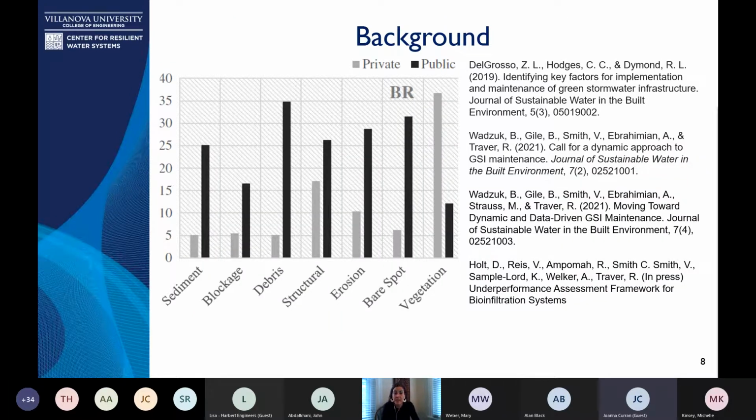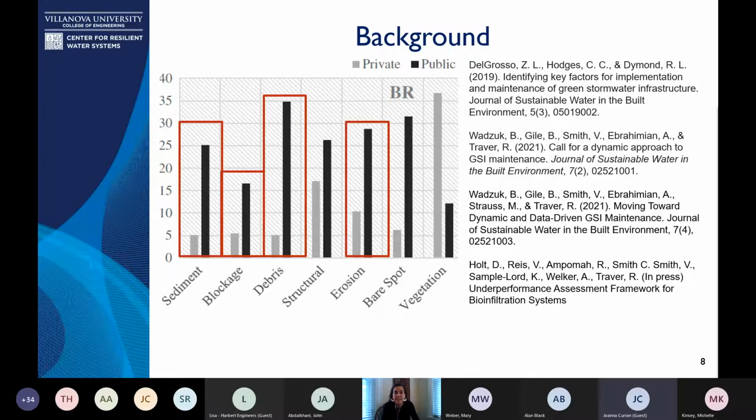And Del Grosso et al. published a paper in 2018, this is one of their images from that paper, looking at what causes maintenance issues within green stormwater infrastructure. And if you look at this, several of these are related to what's moving into the GSI or what's moving into the inlet area of these GSI and causing problems in the function over time. So erosion and sedimentation and blockages, debris, these are all key issues.